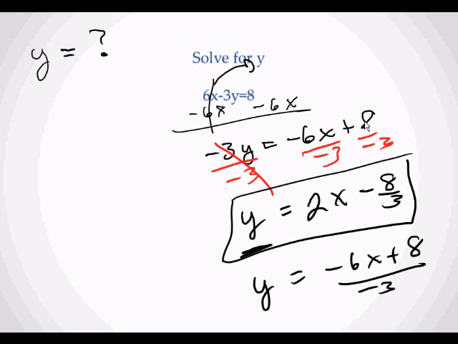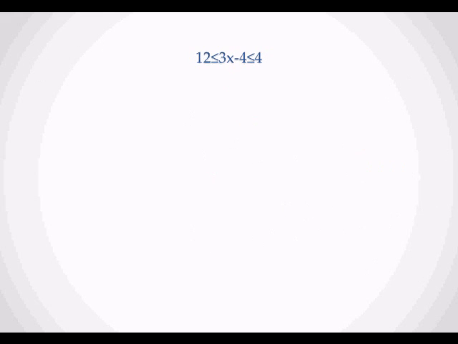Now, your answer could also look like this: negative 6x plus 8 over negative 3. I doubt it, though. You could have put the negative 3 under everything, but it's a lot easier and simpler if you put it under each term and then do the math for each term. So I'd be willing to bet this is what it's going to look like in your choice of answers.